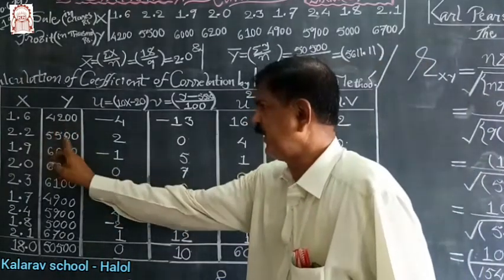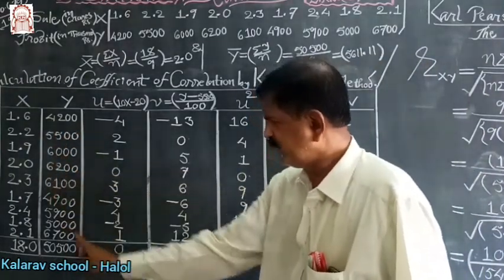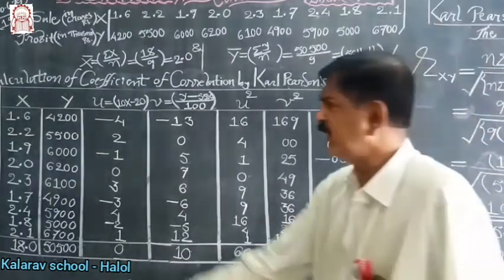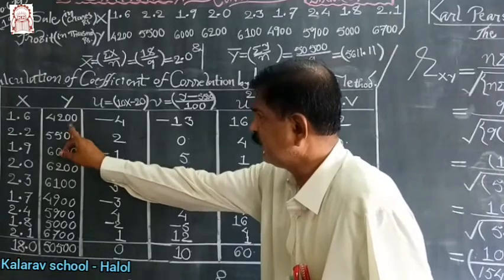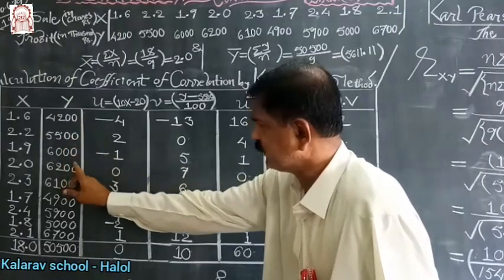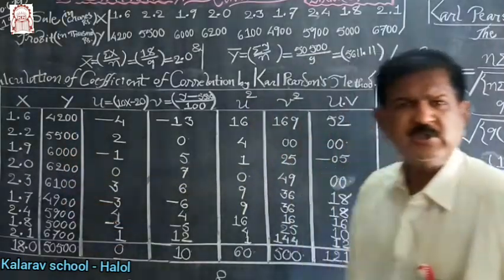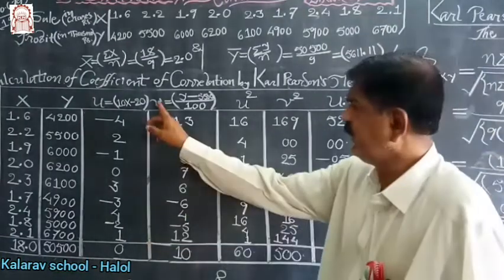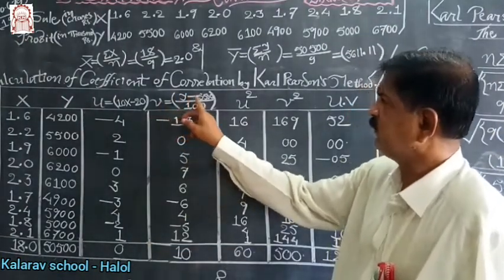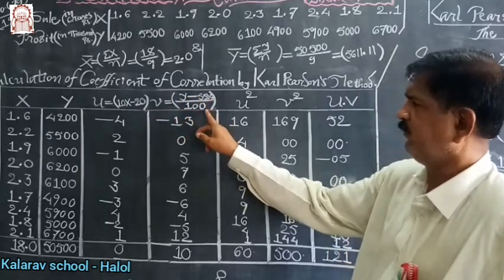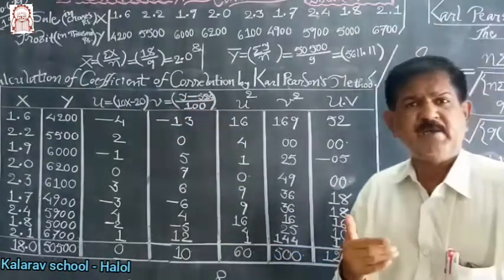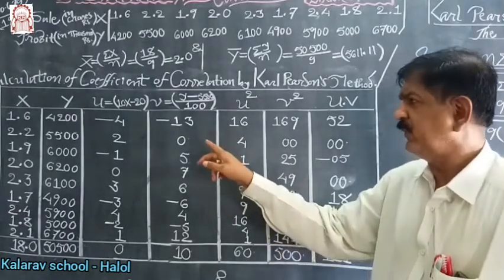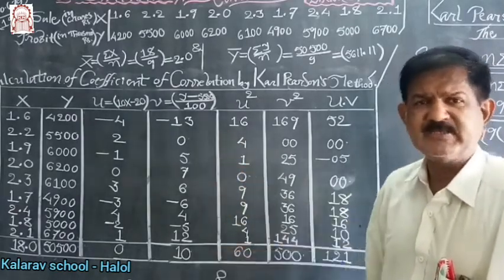4,200, 5,500, 6,000, 6,200 and so on. Each value of y is divisible by 100. See, 4200, 5500, 6,000, 6200. Each value of y is divisible by 100, and that is why v is taken as y minus 5,500 upon 100. First of all, we have to subtract 5500 and then it should be divided by 100. So data can be minimized.